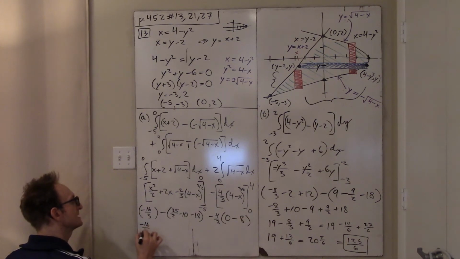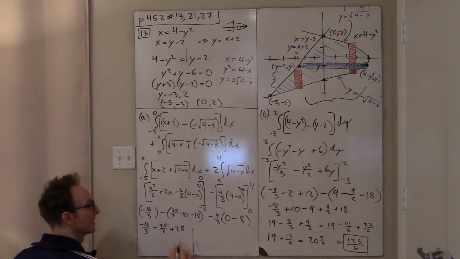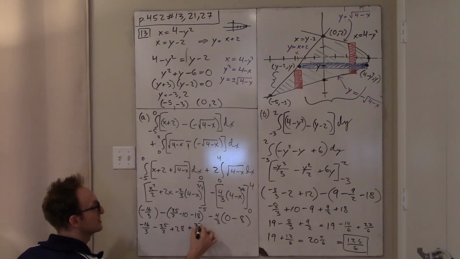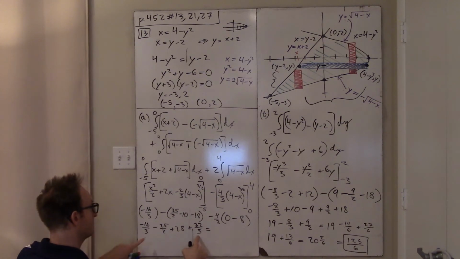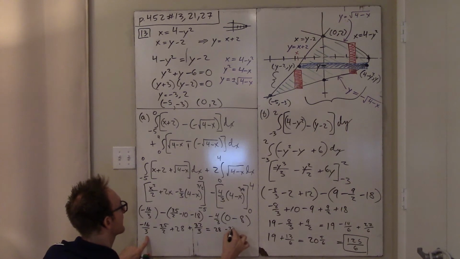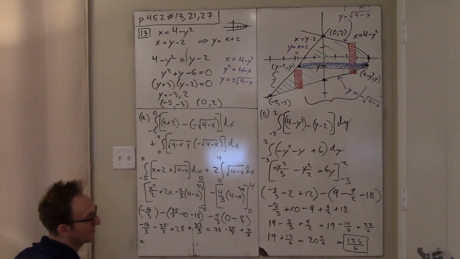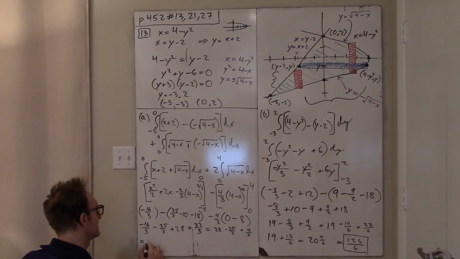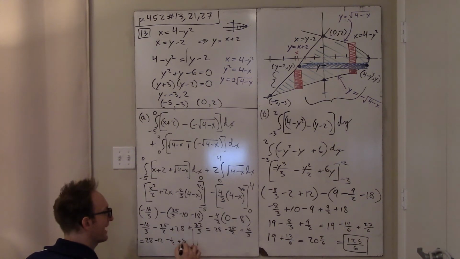So, this is negative 16 thirds minus 25 halves. It's negative, so it becomes plus 28. And then this becomes plus 32 thirds. Yikes! So, what does all this become? This becomes 28 minus 25 halves plus 16 thirds. What should I do? So this is 28, that's like 12 and a half, right? So it's minus 12 minus a half, and then that's plus 16 thirds is like 5 plus a third.